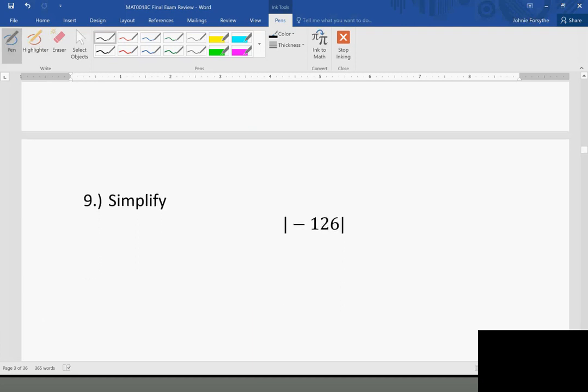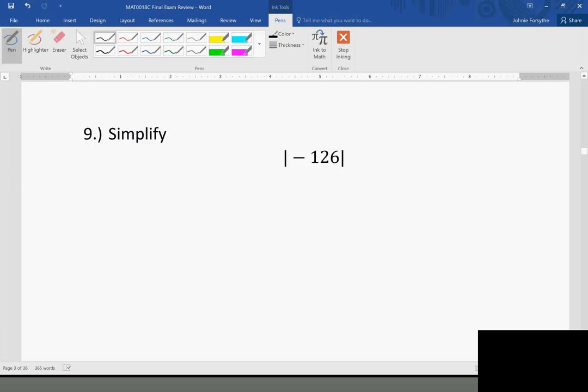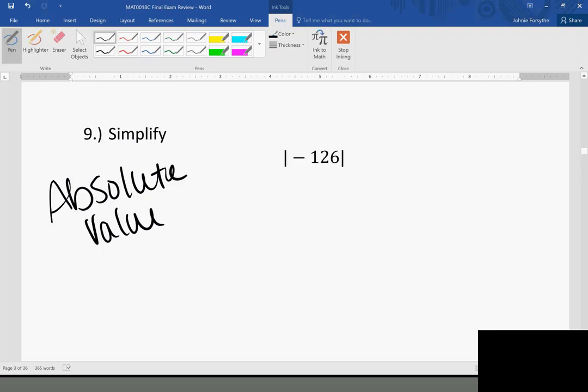Number 9, simplify the absolute value of negative 126. This is an absolute value problem. So remember that the absolute value of a number is basically the distance that number is from 0. And remember that distance can never be a negative number. So the absolute value of negative 126 is positive 126.